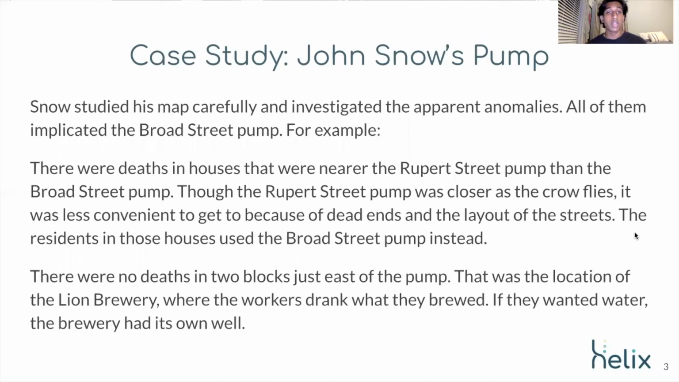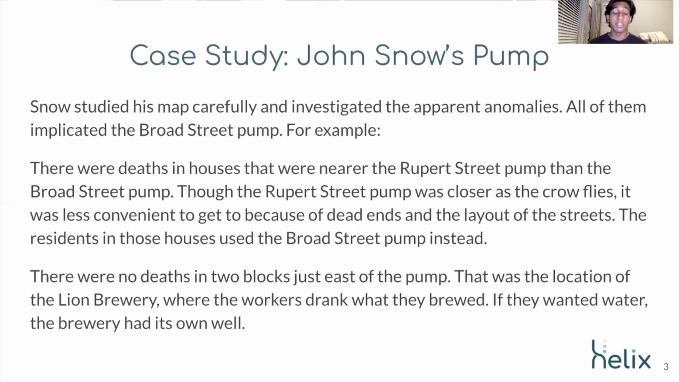So Dr. John Snow was able to create this map using the deaths that they were recording during this time in London. And he was able to use this map to investigate for apparent anomalies. And these anomalies allowed him to implicate the specific water pump called the Broad Street pump as being a reason for some of these deaths. The reason he was able to come to this conclusion was that he used the knowledge of another street pump, the Rupert Street pump, and the fact that many of the deaths were occurring in houses that were closer to this Rupert Street pump.